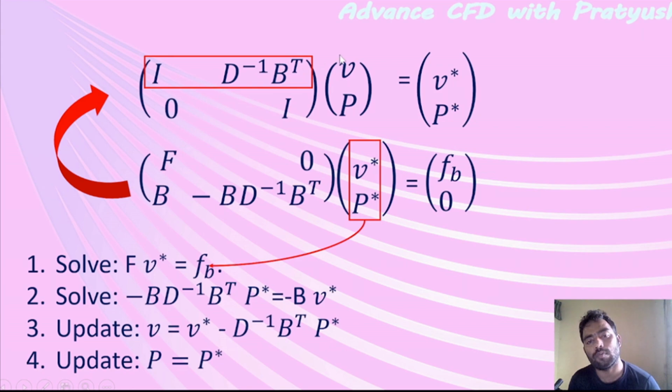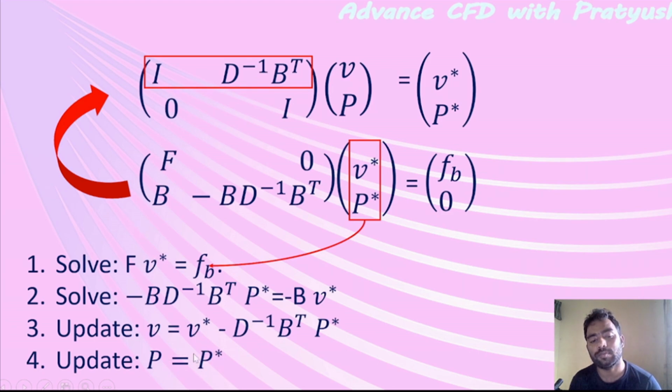Now we will go to this top matrix, and here you can see that this is the velocity corrector step. Here we are correcting the velocity. So V is equal to V star minus D inverse B^T times P star. You can see that this is the D inverse, that is the inverse of the diagonal matrix of F. So we are not taking the F inverse here, we are taking the D inverse, that is the inverse of the components of the diagonal matrix of the F matrix. Here we are updating the V value, and we have already updated the P star value.